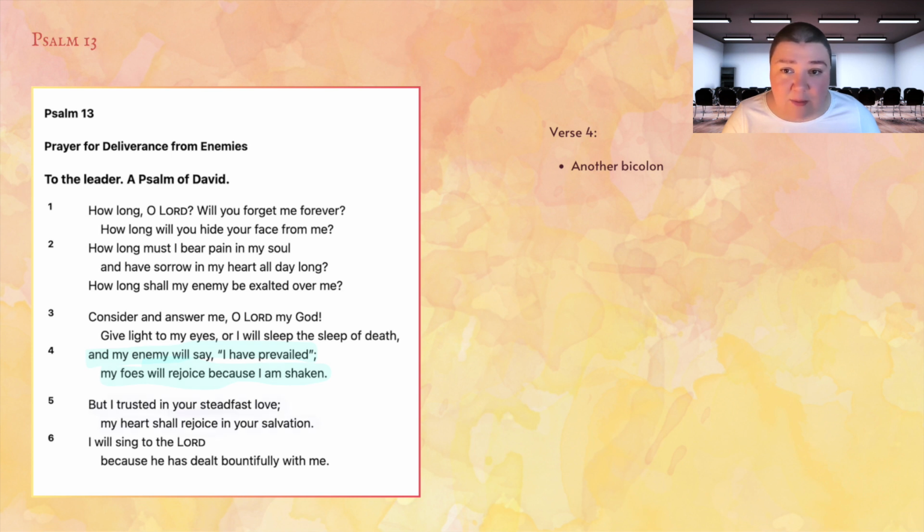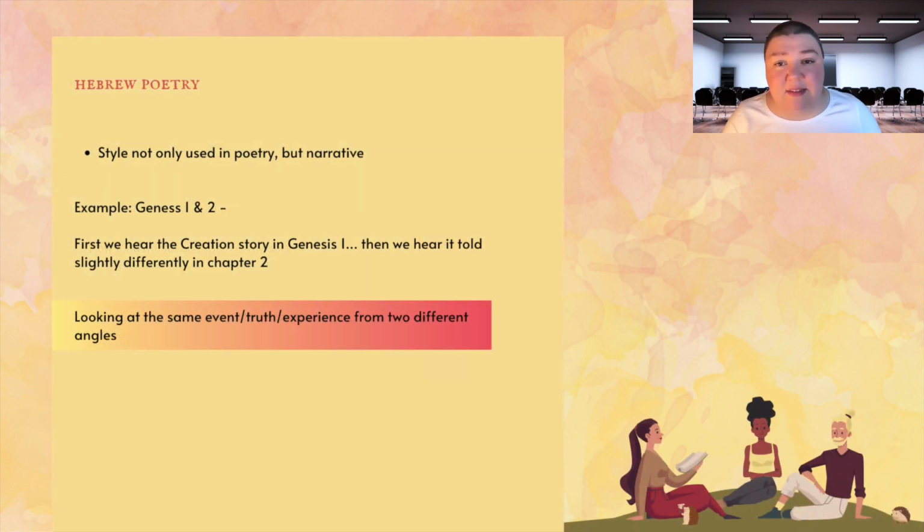A bicolon. Verse 5, but I trusted in your steadfast love. My heart shall rejoice in your salvation. Again, a bicolon. Verse 6, I will sing to the Lord because he has dealt bountifully with me. So here we see the stylistic Hebrew poetry.